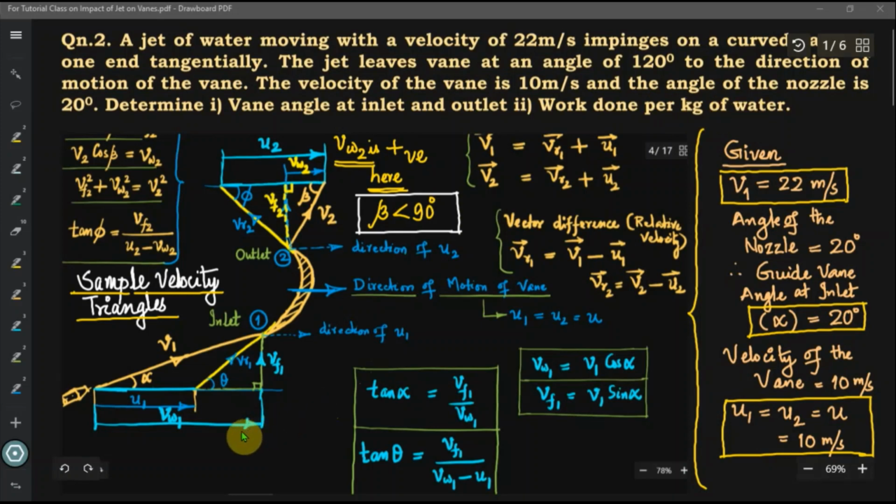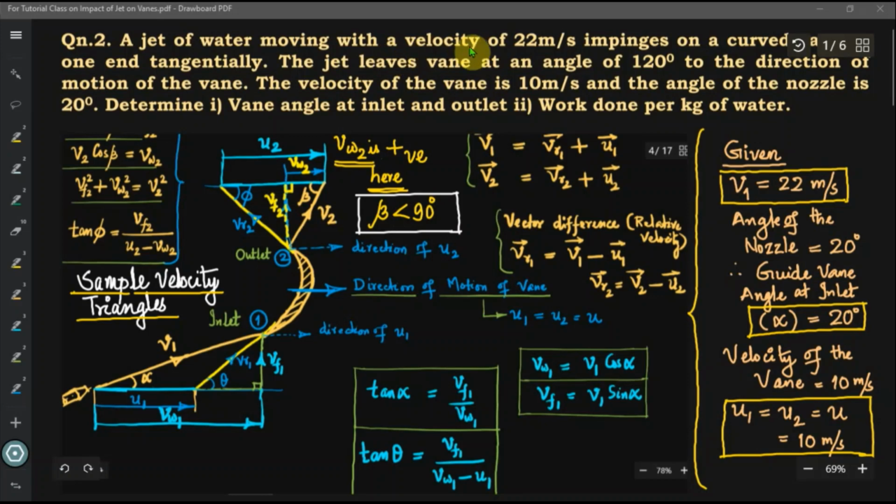In our lecture number 6, we have already introduced the concept of velocity triangles applicable for an unsymmetrical moving vane when the jet strikes at one end tangentially. Please refer to lecture number 6 for more details on the various velocity components and their roles. These are the sample velocity triangles in such a case when the whirl component of velocity at outlet is positive, that is when the guide vane angle at outlet beta is less than 90. And now we will consider the details given in the problem.